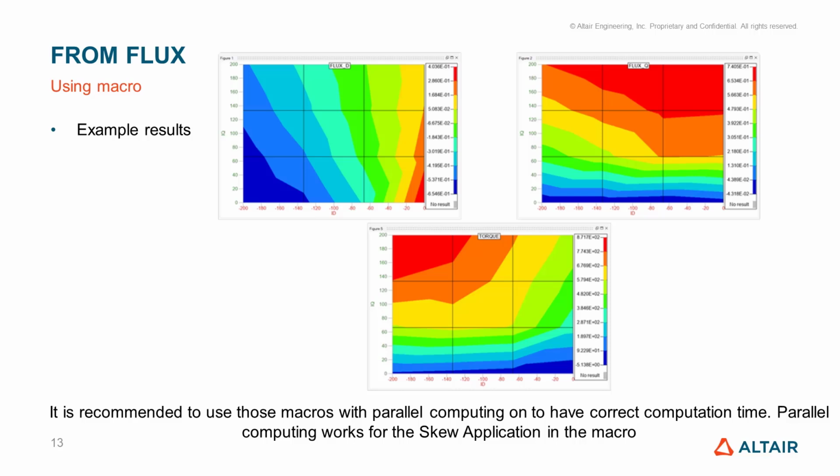One recommendation when you try to use this macro: it's really recommended to use parallel computing. Why? Because this leads to decreased computation time. This is about the different possibilities to export OML, FMU, and create a lookup table from Flux.